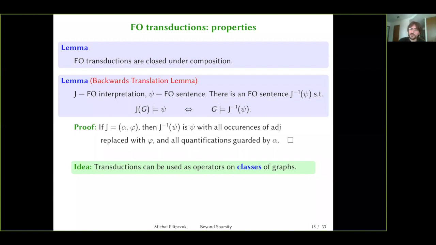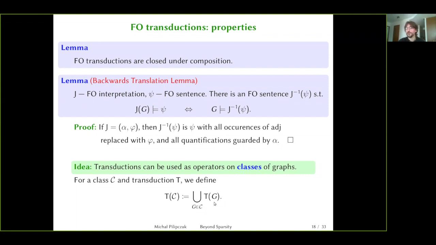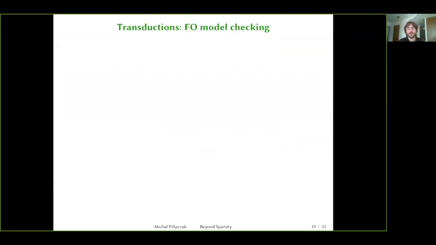So now you can think of transductions as mapping not simply graphs to sets of graphs, but actually as operators on classes of graphs. If you have some class of graphs C, you can apply the transduction T to it and get a new class of graphs that consists of all possible images of all the graphs from C under this transduction. So you can think of this as a transformation on classes of graphs.